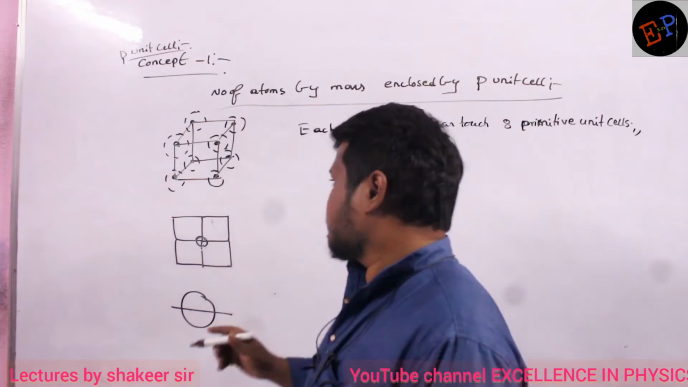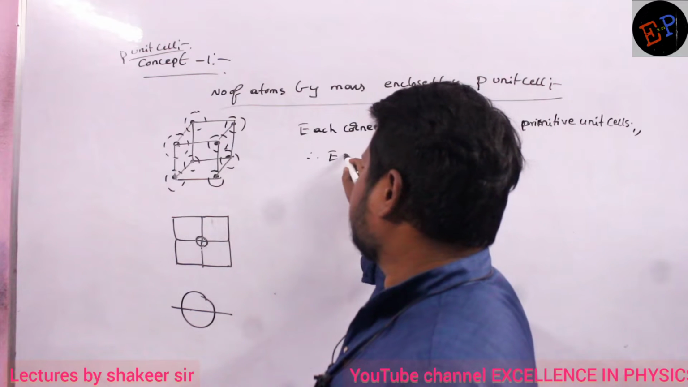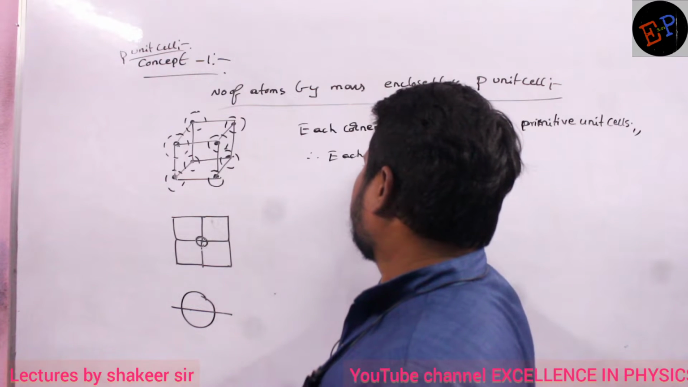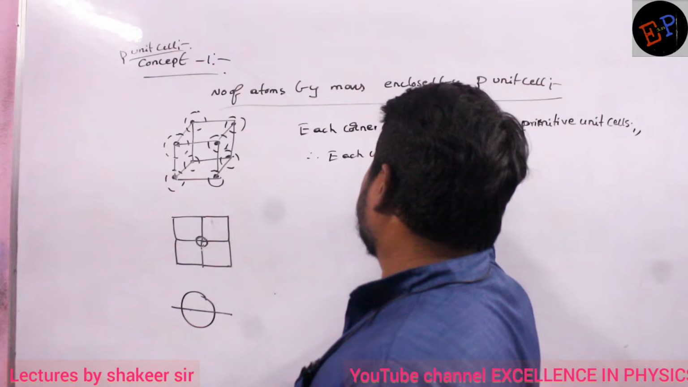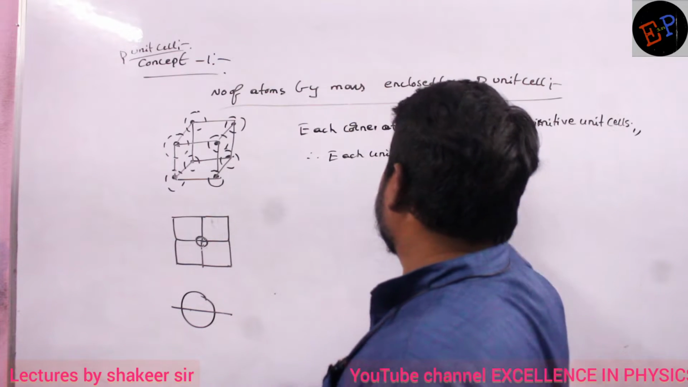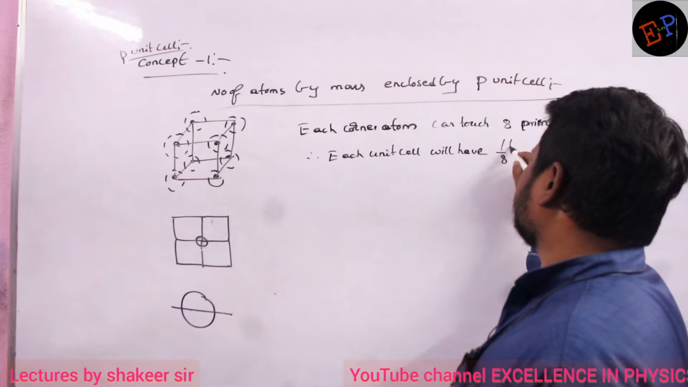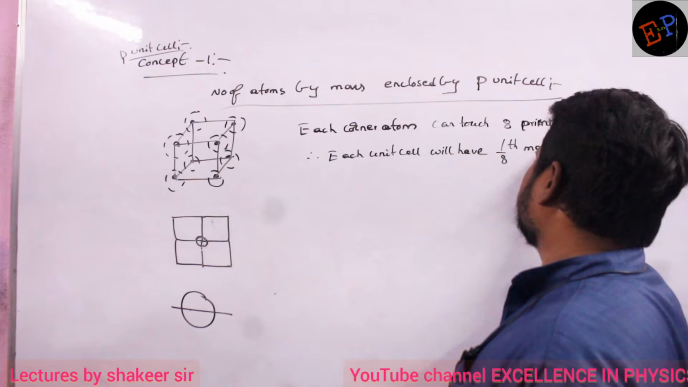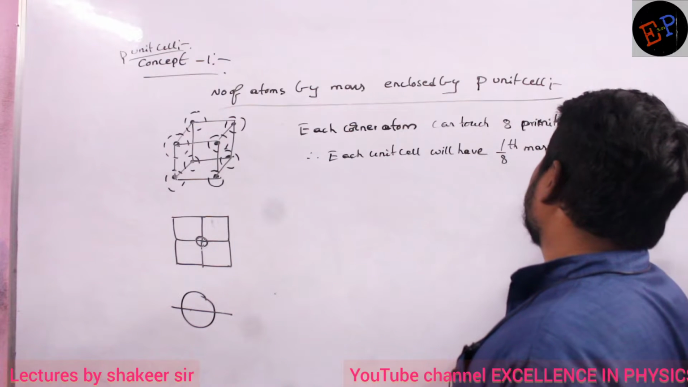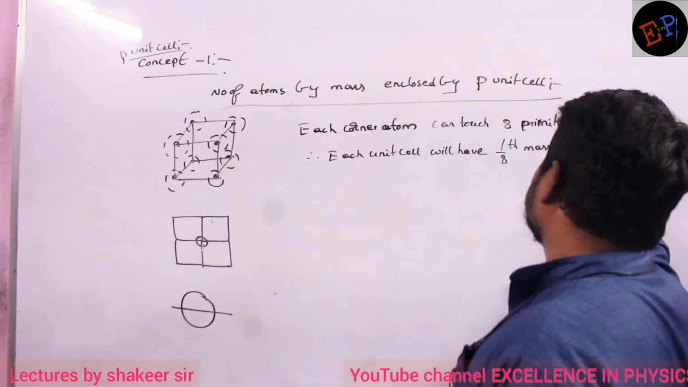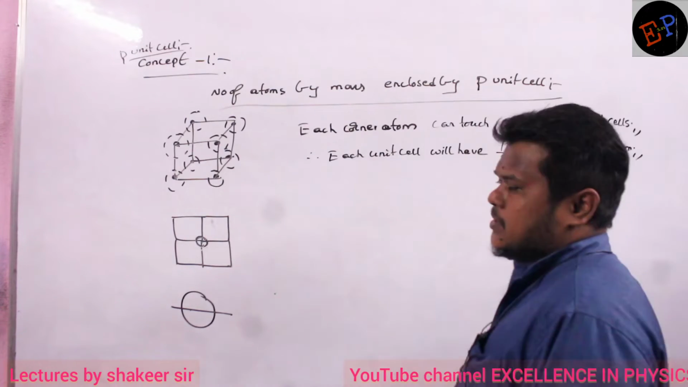Are you able to understand? So therefore we write each unit cell will have 1/8 mass of each atom. Are you able to understand?